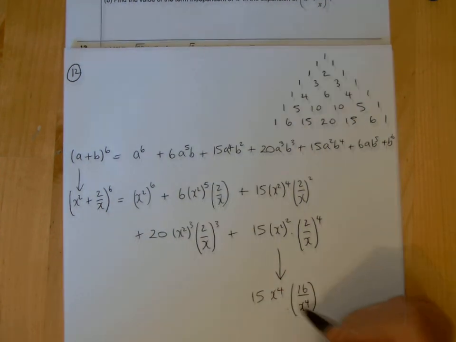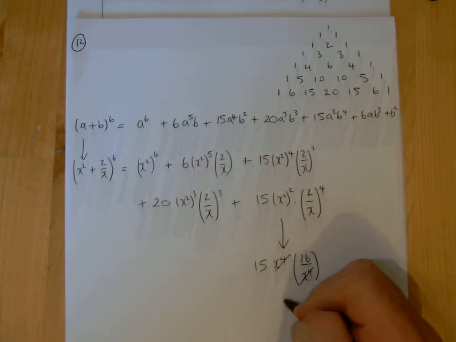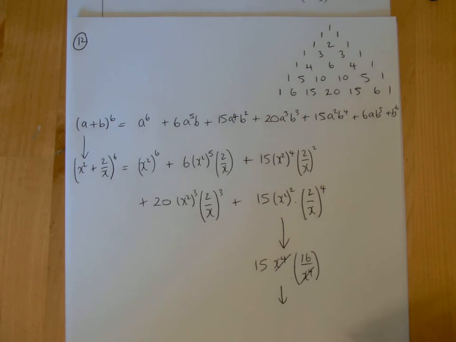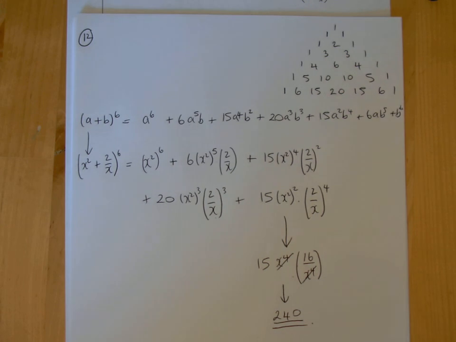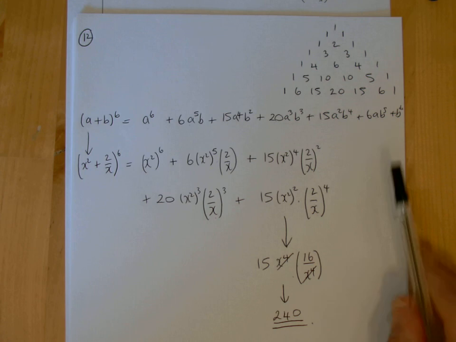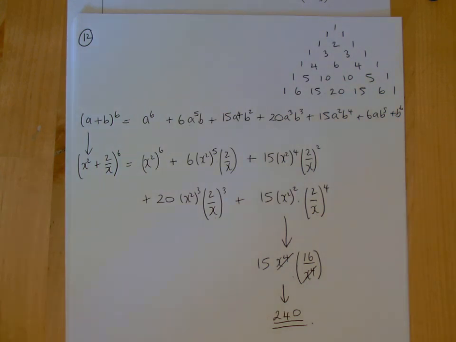You notice then that the x to the power 4, x to the power 4's cancel, so this will be the one that's independent of x. There's no x involved, so you've just got 15 times 16, which is 240. So that will be the term that's independent of x. You can check the remaining two as well, but you'll see there'll be an x involved there. Okay.